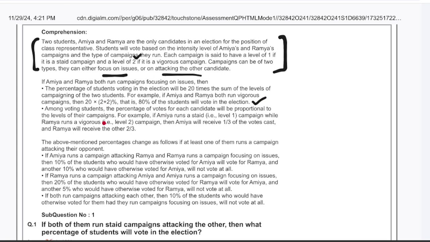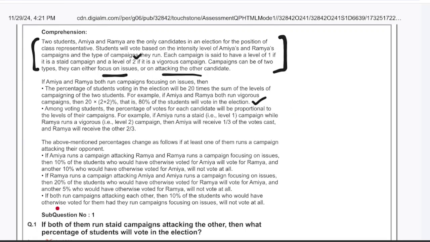Now, among the people who are voting, the percentage of votes for each candidate will be proportional to the levels of their campaign. So, for example, Amiya runs a staid, that is level 1 campaign, and Ramya runs a vigorous campaign, level 2. Then Amiya will receive 1 by 3 of the votes and Ramya will receive 2 by 3. That means the ratio is going to be 1 is to 2, that means level 1 is to level 2.